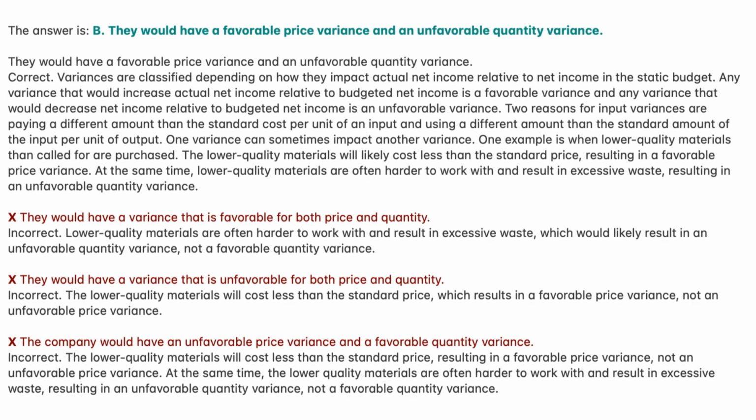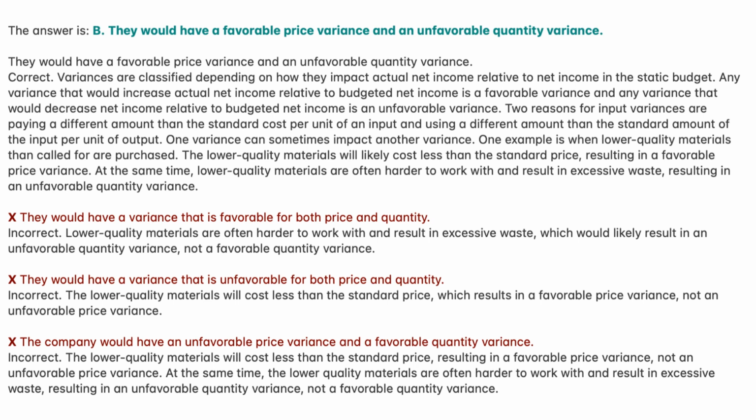The answer is B. They would have a favorable price variance and an unfavorable quantity variance. Correct. Variances are classified depending on how they impact actual net income relative to net income in the static budget. Any variance that would increase actual net income relative to budgeted net income is a favorable variance, and any variance that would decrease net income relative to budgeted net income is an unfavorable variance.